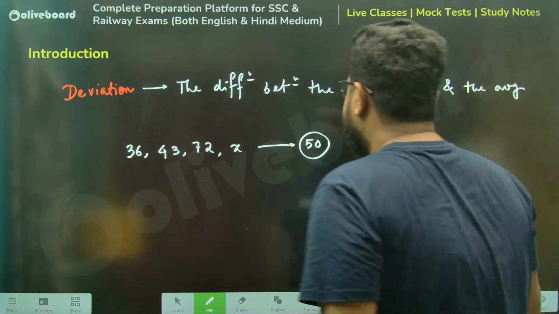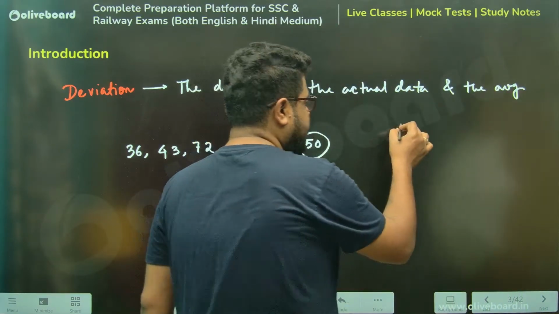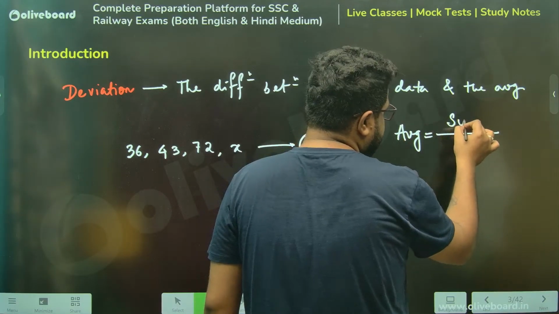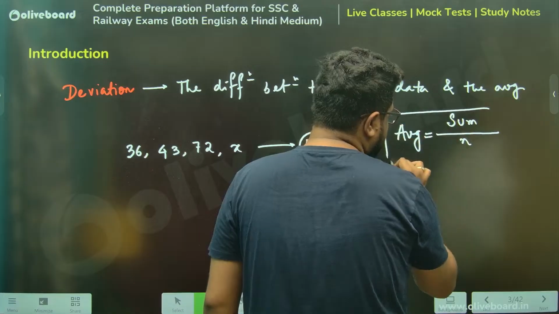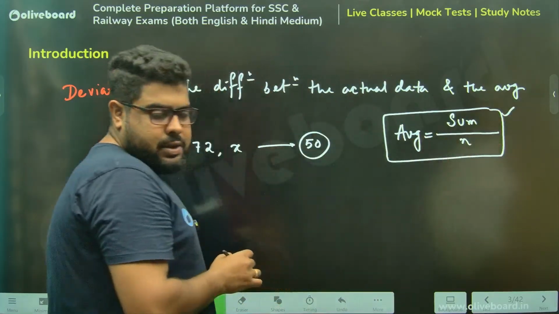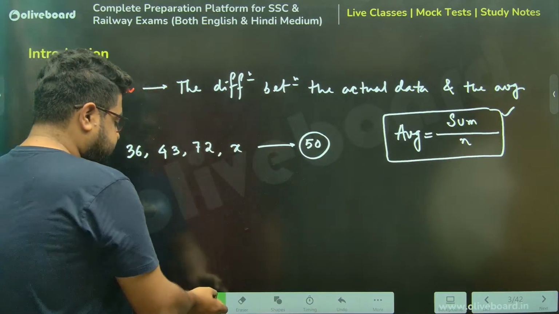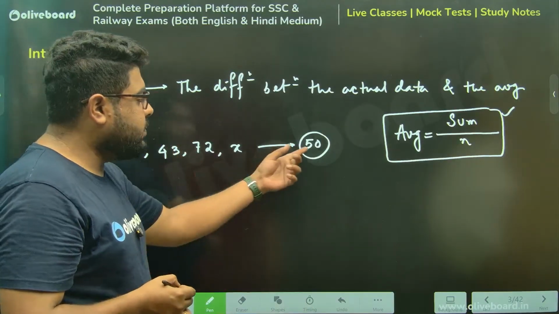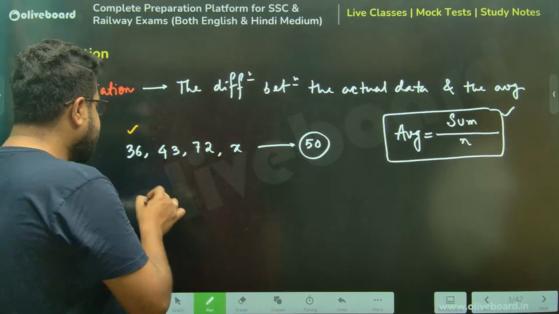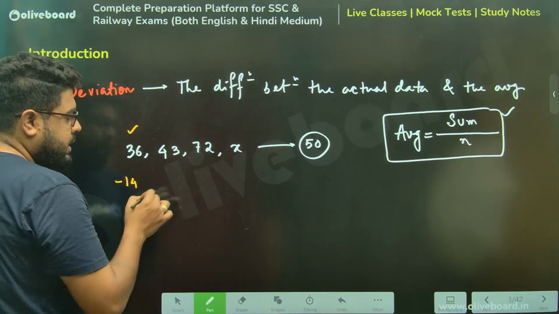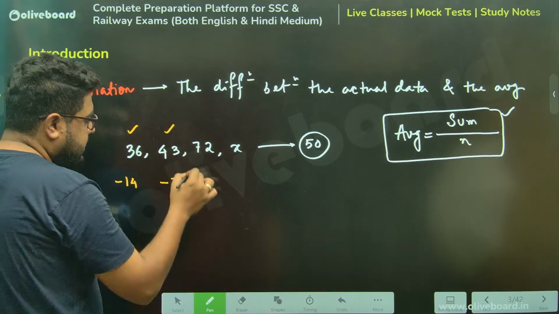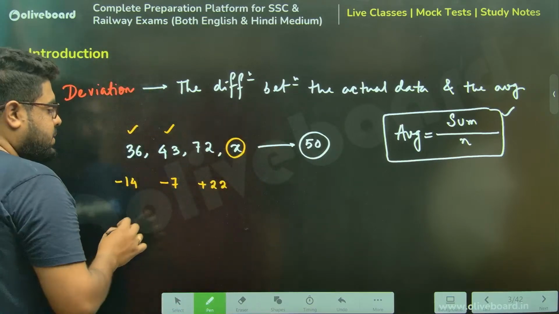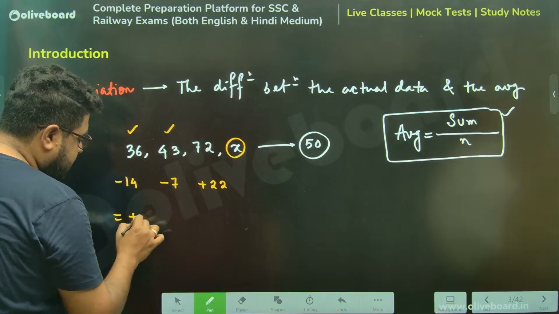Please understand, everyone, I'm not going into the absolute basics. You all know this because this is a crash course. Average is sum divided by n. We'll directly learn through examples. This 36 is how much more or less than 50? It is less, meaning minus 14. This is minus 7. This is plus 22. And this value, I don't know. I'll calculate it later. So what is the overall deviation?